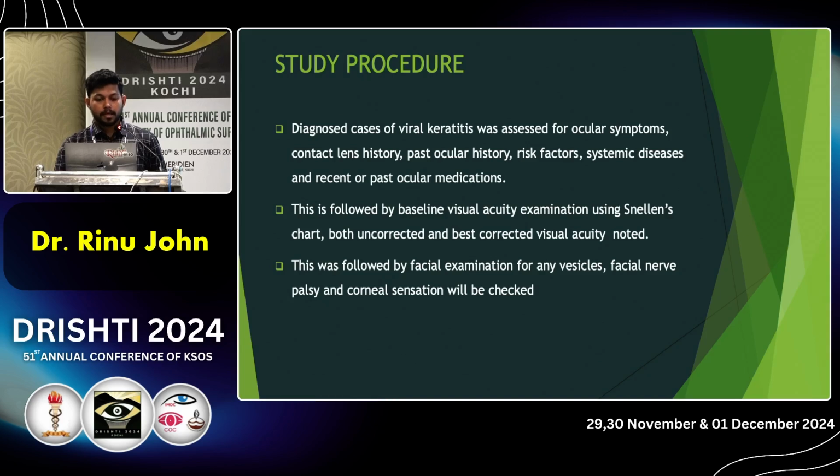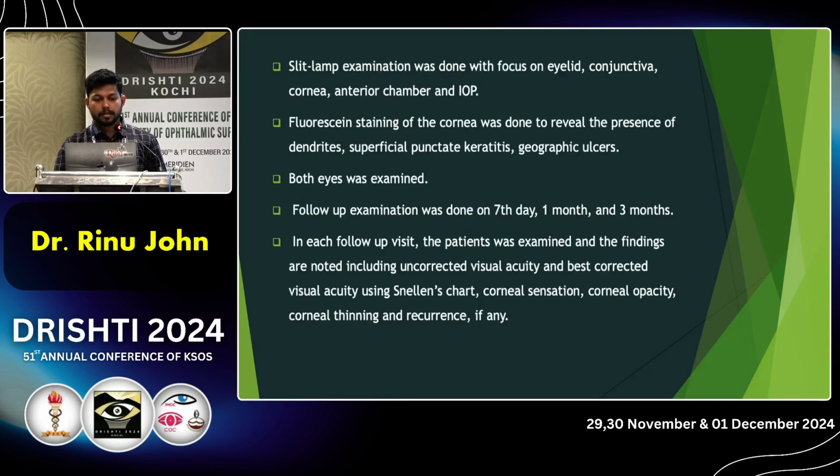This was followed by a facial examination for any vesicles, facial nerve palsy, and corneal sensation was checked. Slit lamp examination was done with a focus on eyelid, conjunctiva, cornea, anterior chamber, and intraocular pressure. Fluorescein staining of the cornea was done to reveal the presence of dendritis, superficial punctate keratitis, and geographic ulcers. Both eyes are examined.